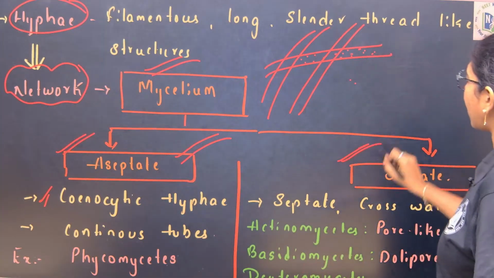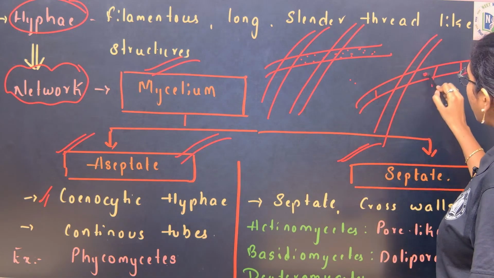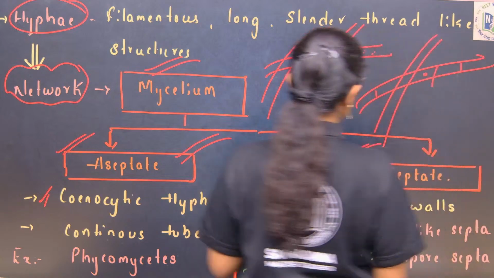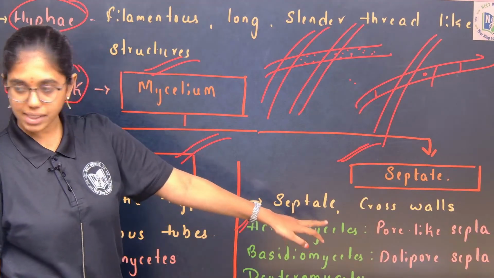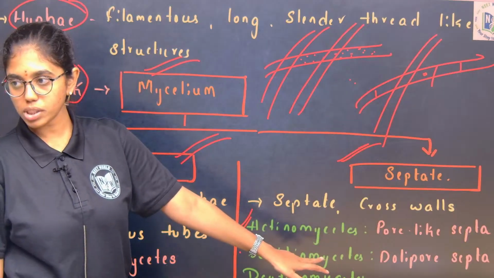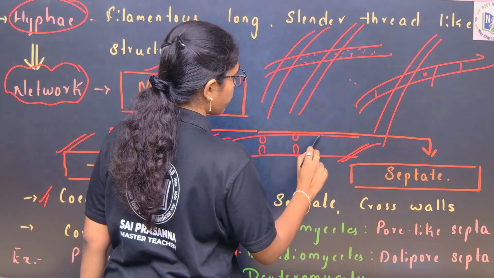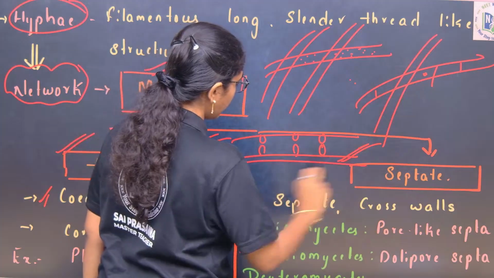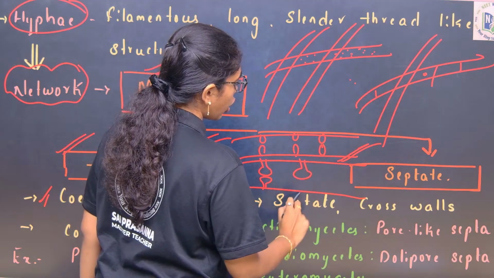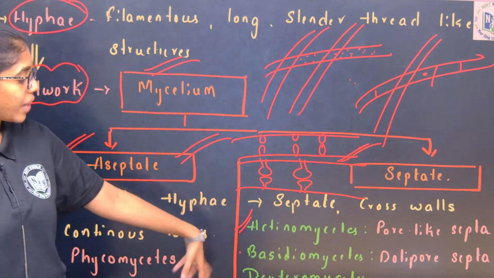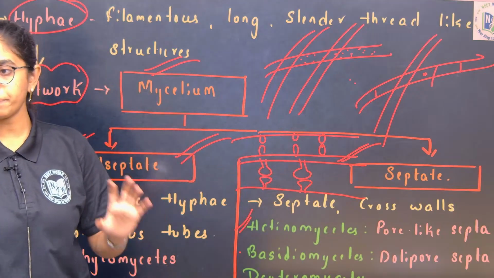Whereas, septate mycelium has septa in between, right? Each septa will have one nucleus, okay? Uninucleated condition, septate or cross walls are present. Includes Ascomycetes which has pore-like septa, Basidiomycetes which has dolipore septa. Pore-like septa, where septa is through pores like this, fine. Dolipore septa is like this. Dolipore septa is the characteristic feature of the advanced class of fungi, that is Basidiomycetes. And lastly, Deuteromycetes is also showing septate mycelium.